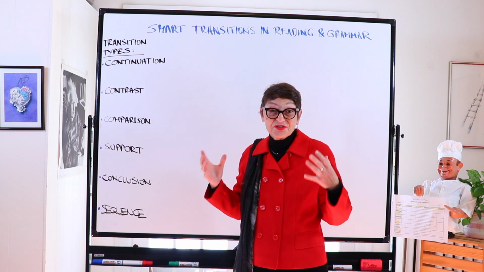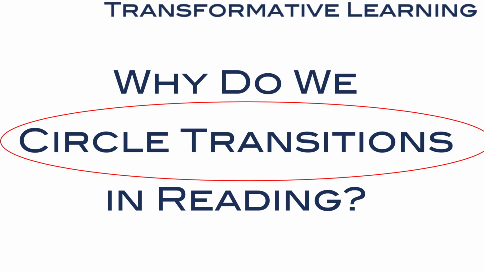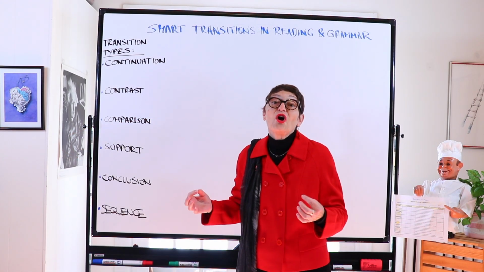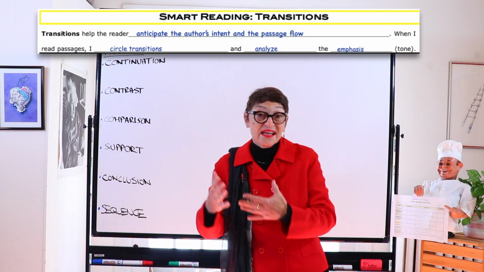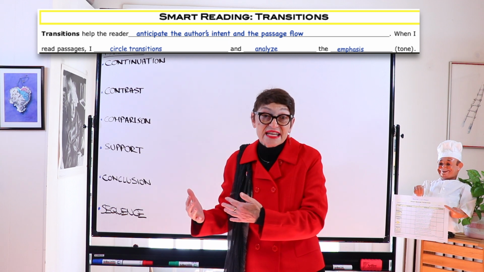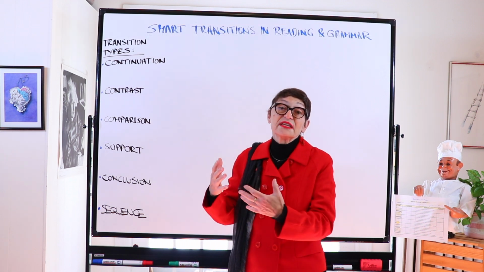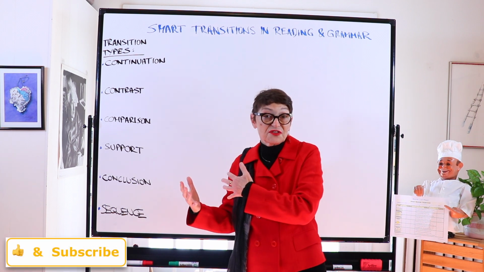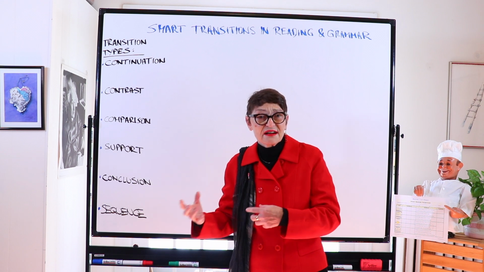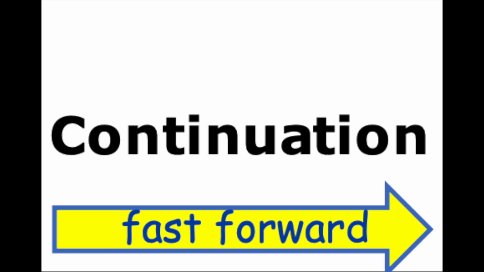As a matter of fact, I suggest you circle transitions when you read essay-style passages and when you read really dense text. Why? Because transitions guide the reader through the passage flow and the author's intent. So when you circle transitions, pay attention to how the emphasis either shifts or doesn't shift, and how it shifts when it does. There, let's go and practice that. So let's start with continuation transitions.